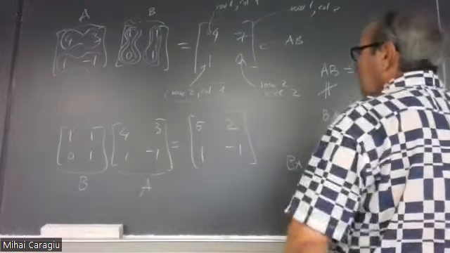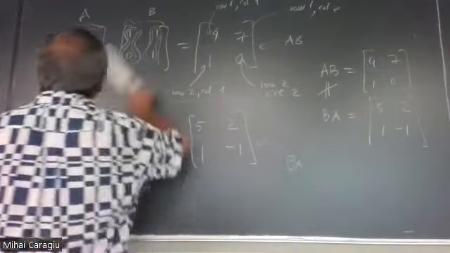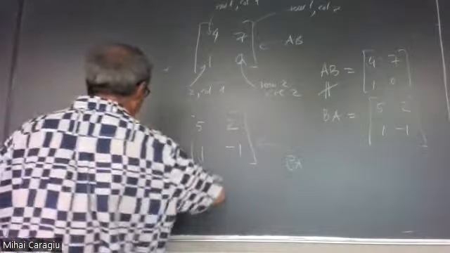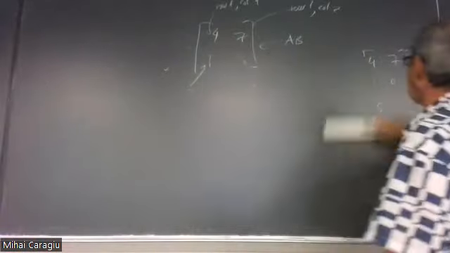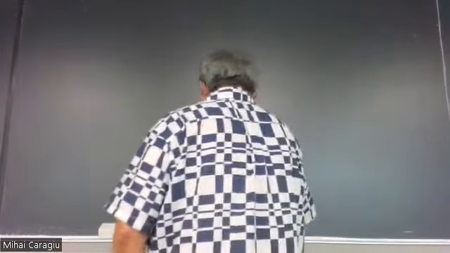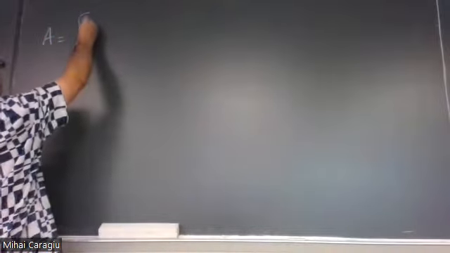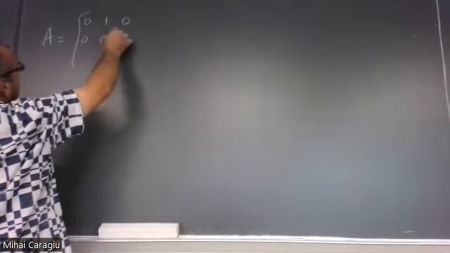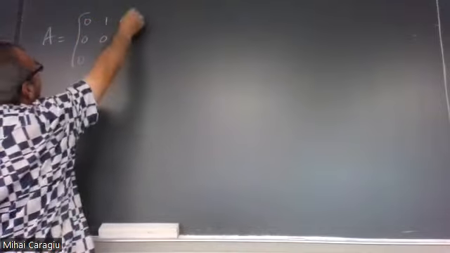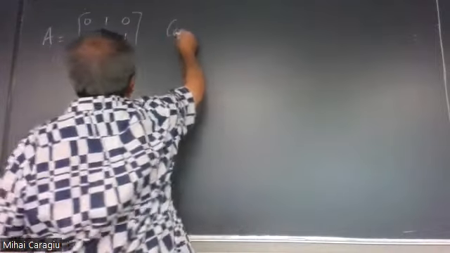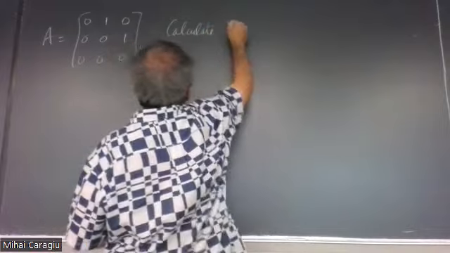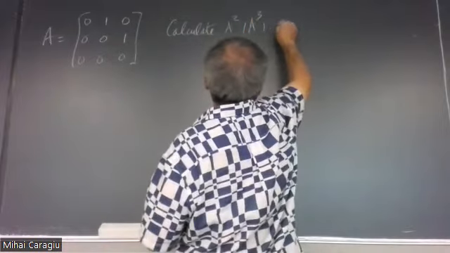Okay, so let's discuss more matrix products. Let's do 3 by 3 matrices. I'll give you some interesting examples. Say, for example, A equals a 3 by 3 matrix: 0, 1, 0, 0, 0, 1, 0, 0, 0. It will be an interesting phenomenon. What happens in this case? Let's calculate the powers of A. So calculate A squared, A cubed, etc.